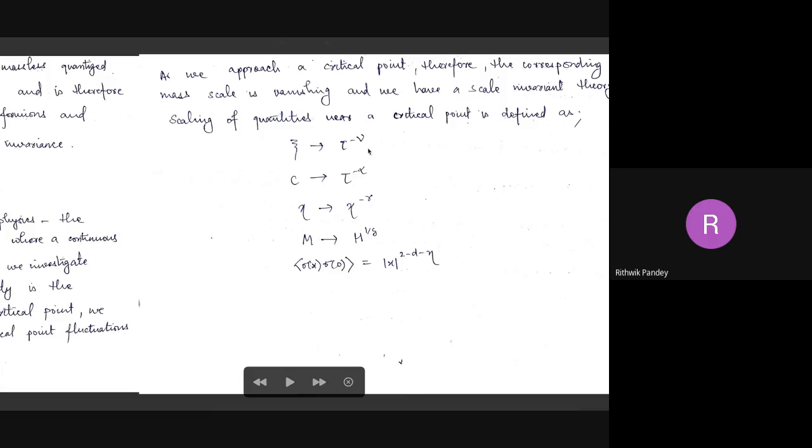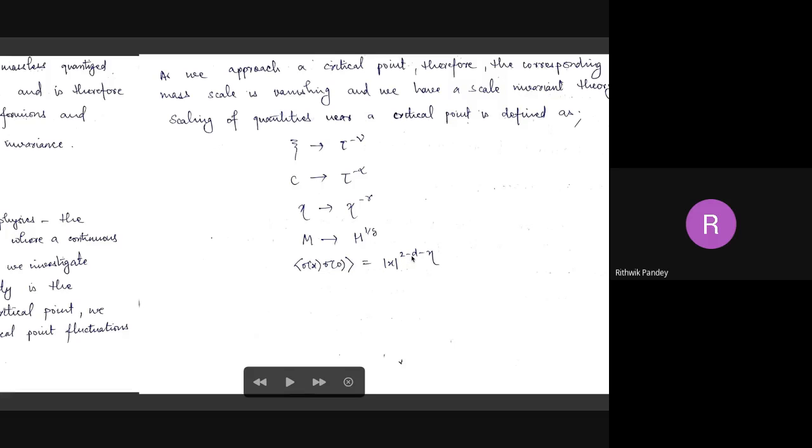This is just here for some reference. As we approach a critical point, the corresponding mass scale is vanishing because the correlation length goes to infinity. And these are some common things we use in statistical physics. The last relation, the scaling of the correlation function, will be used in the next few slides, so you can have a look at it if you don't know the scaling form.